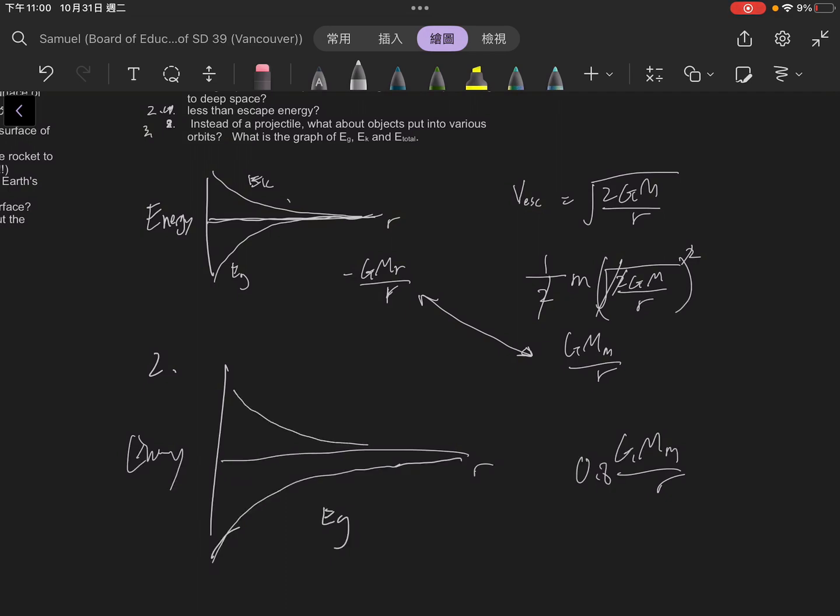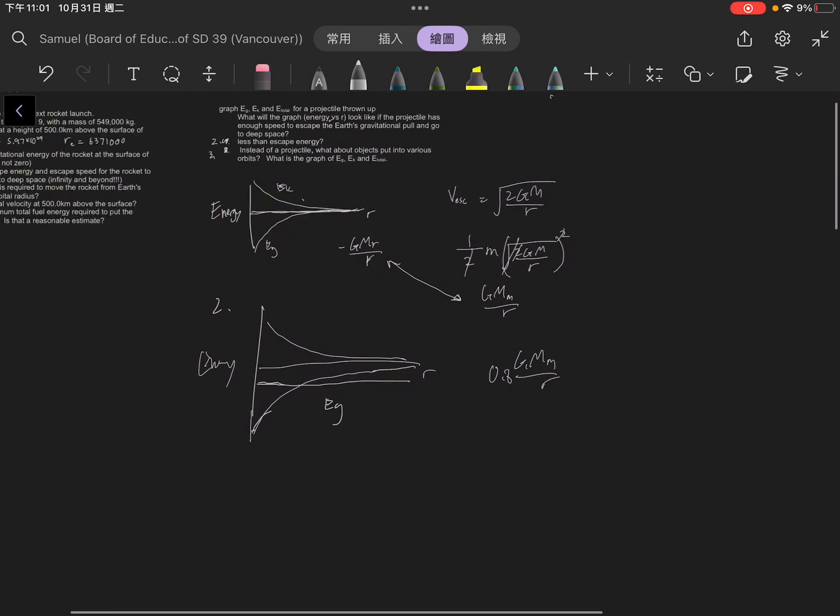So it will be something like this, because obviously it is compressed: this starts here and this starts here. One starts in the middle and the other starts at the top. So that will be the two energies, and what about the total energy of these? The total energy will be a line from here to here, because the EK will forever be lower than the EG. Therefore, there will be a line here, which is the total energy.